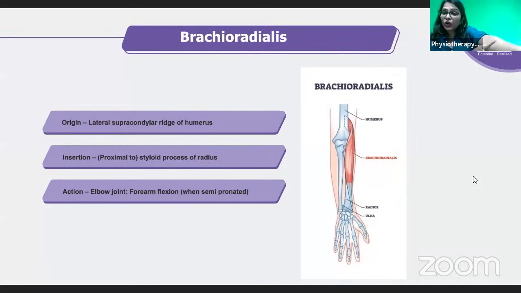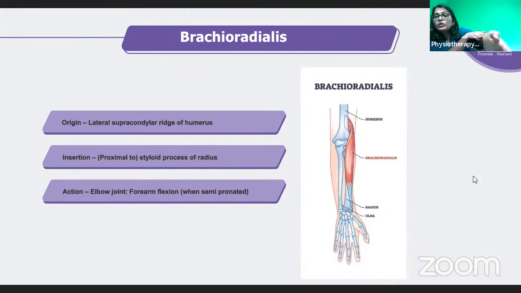So what is the action of the brachioradialis? As it is crossing the elbow joint anteriorly, I told you, you draw a joint line, and any structure present anterior to that will cause flexion. Any muscle present posterior to that joint line will cause extension. So as we have seen, it is present on the side and anteriorly. It will primarily cause forearm flexion when it is in the semi-pronated position.